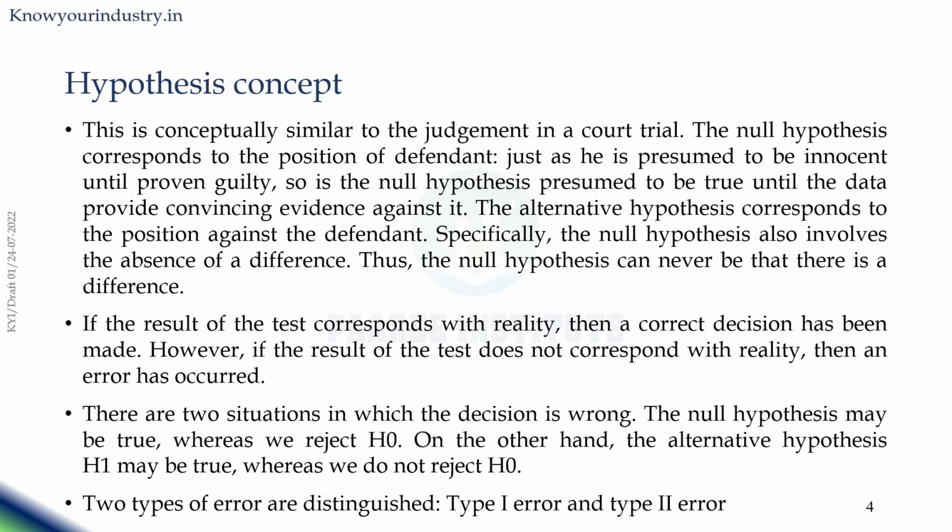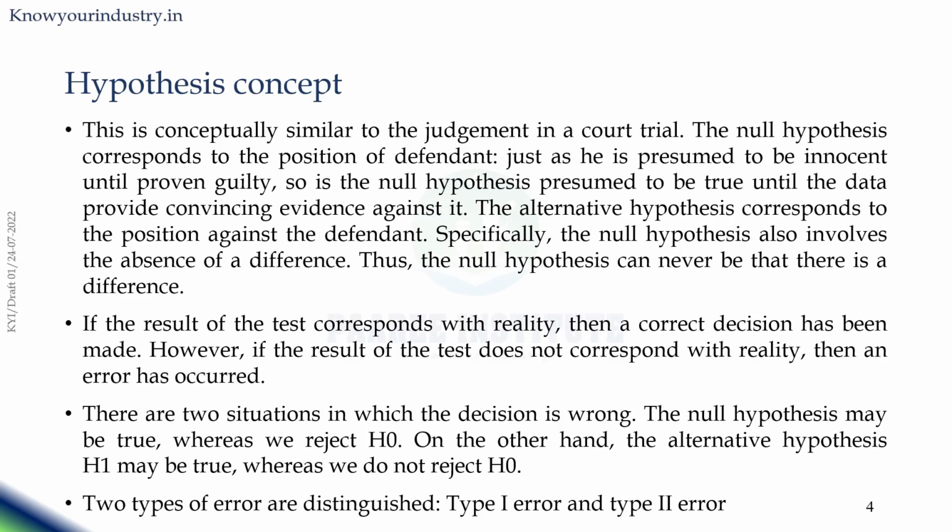Hypothesis testing is conceptually similar to the judgment in a court trial. The null hypothesis corresponds to the position of a defendant, just as he is presumed to be innocent until proven guilty. So, the null hypothesis is presumed to be true until the data provide convincing evidence against it. The alternative hypothesis corresponds to the position against the defendant. Specifically, the null hypothesis also involves the absence of difference. Thus, the null hypothesis can never be that there is a difference.